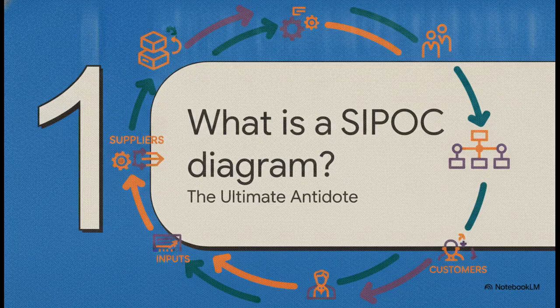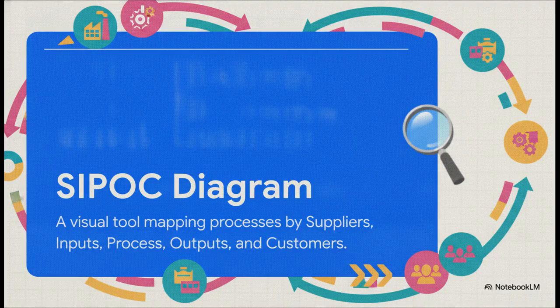All right, part one. What exactly is a SIPOC diagram? So what does this acronym actually stand for? SIPOC stands for Suppliers, Inputs, Process, Outputs, and Customers. It's this fantastic, high-level visual tool that actually came out of the total quality management movement back in the 1980s. Its entire purpose is to map out your processes across these 5 key elements.